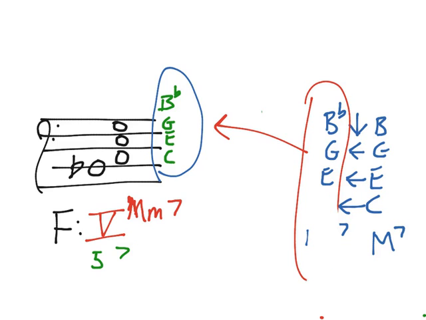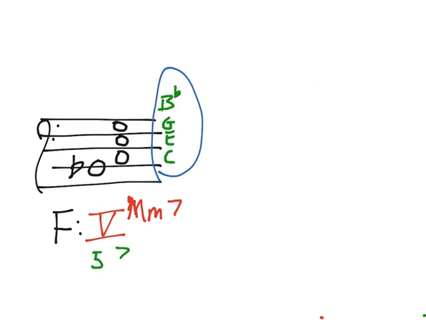So now I have to change my inversion symbol. In this case, C is the root of the chord, E is the third of the chord, G is the fifth of the chord, and B is the seventh of the chord. What note is in the bass? I know you're thinking, well, this is supposed to be a bass clef, so they're all in the bass. Nope, they're not all in the bass. The lowest note is the bass.